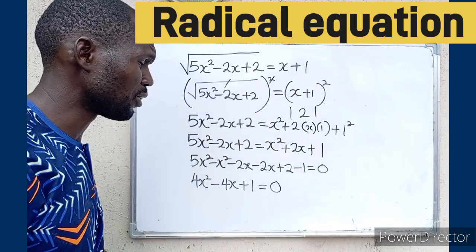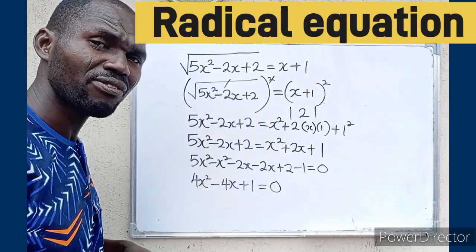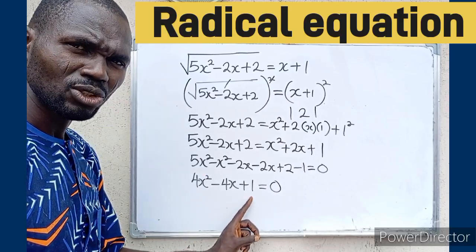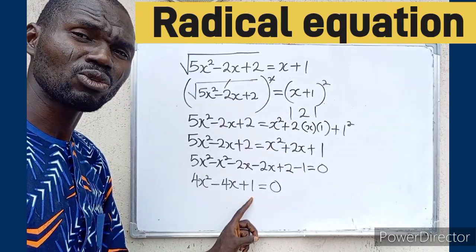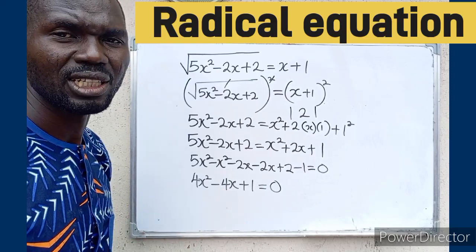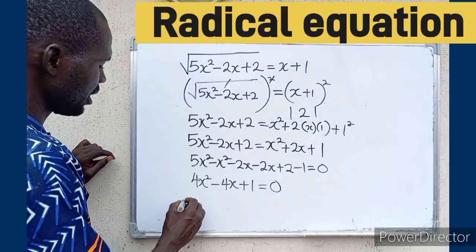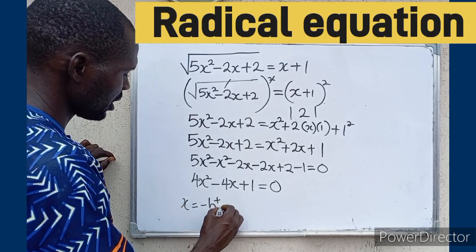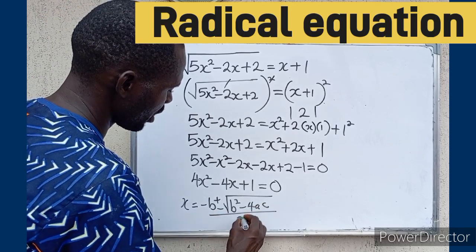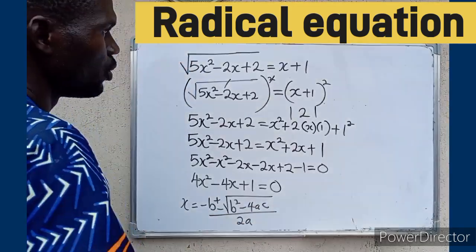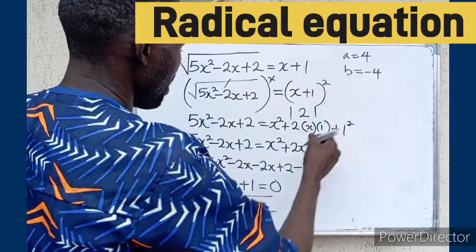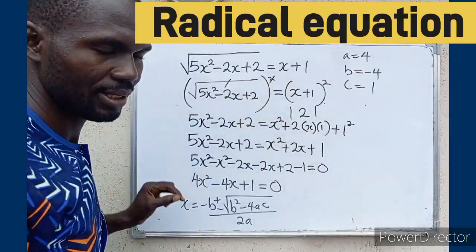So here, don't bother yourself with the factorization method because the answer will be a fraction. Why? Anytime you multiply something like this, 4 times 1 will give us 4, so there's no way we are going to add or subtract factors of 4 that will give minus 4. It is impossible. So use the quadratic formula. The quadratic formula says x equals minus b plus or minus the square root of b squared minus 4ac, all over 2a, isn't it? In that case, our a is going to be 4, while b will be what? Minus 4, and c is going to be 1, isn't it?